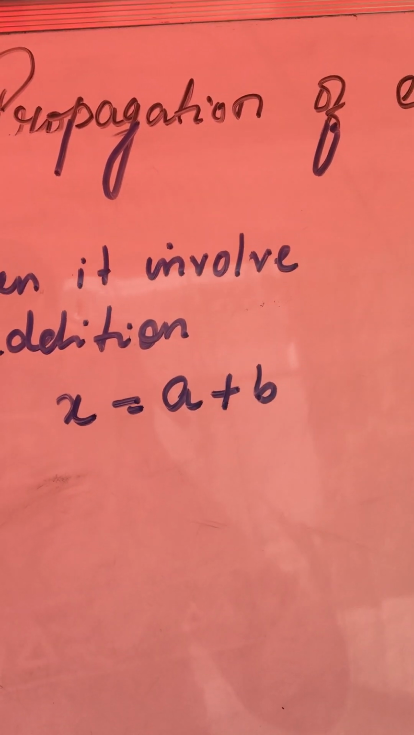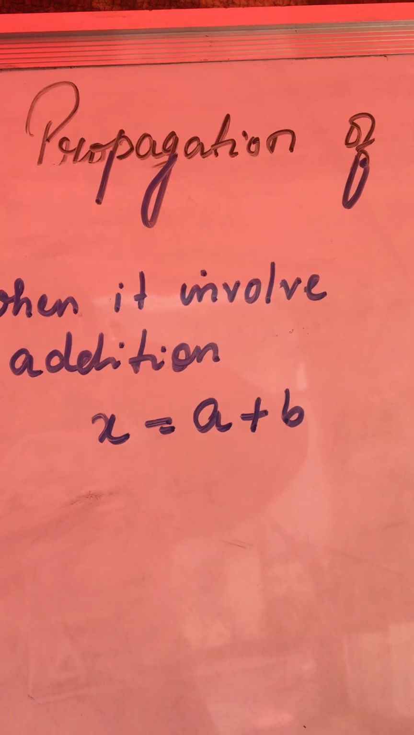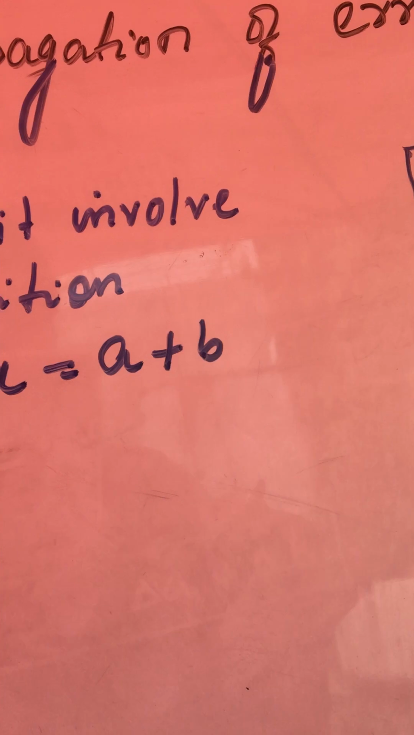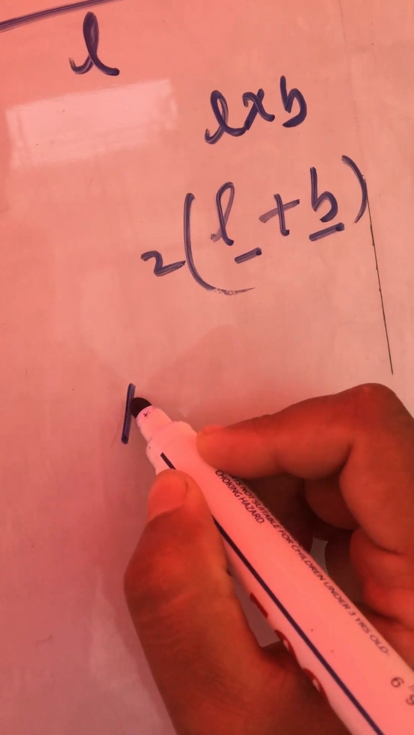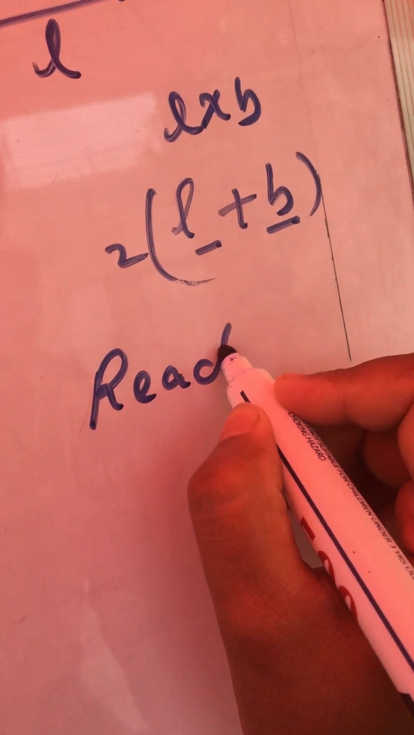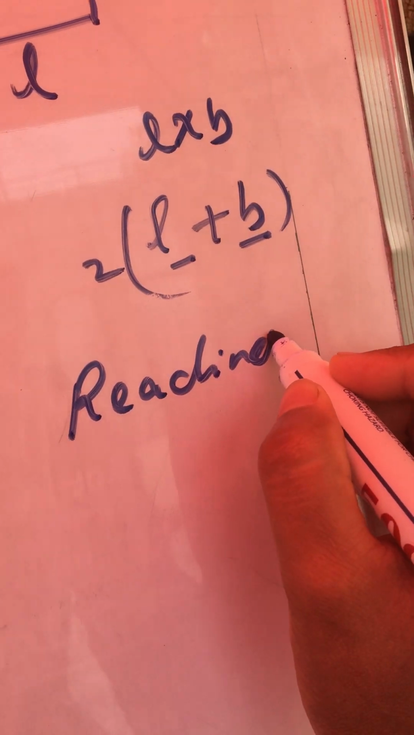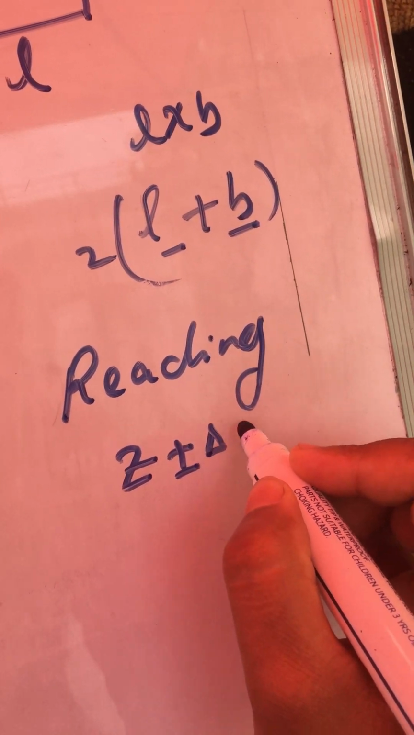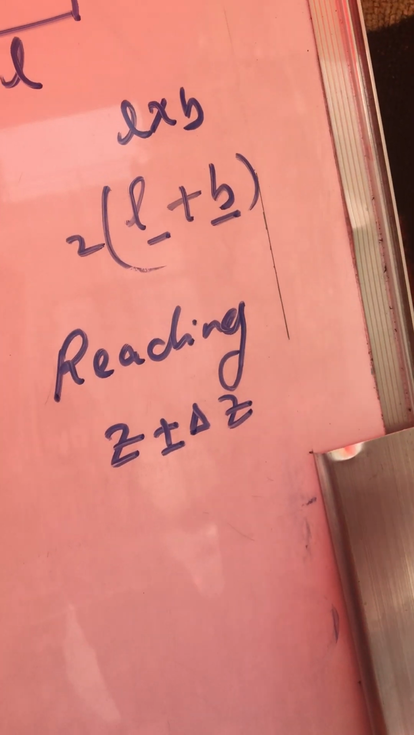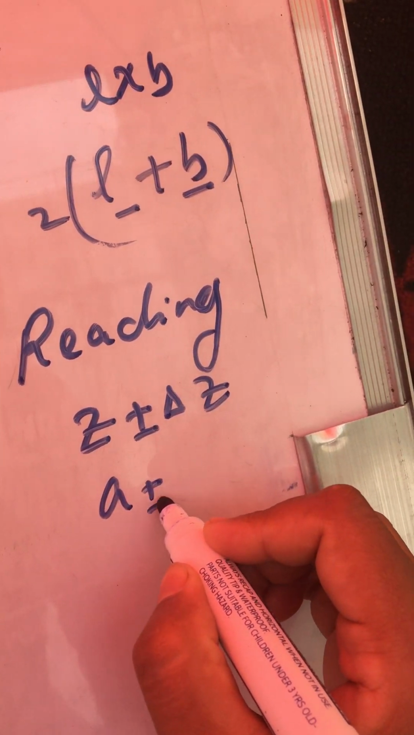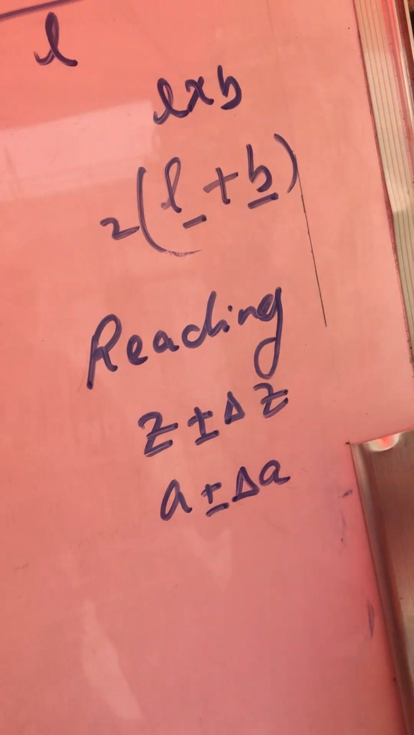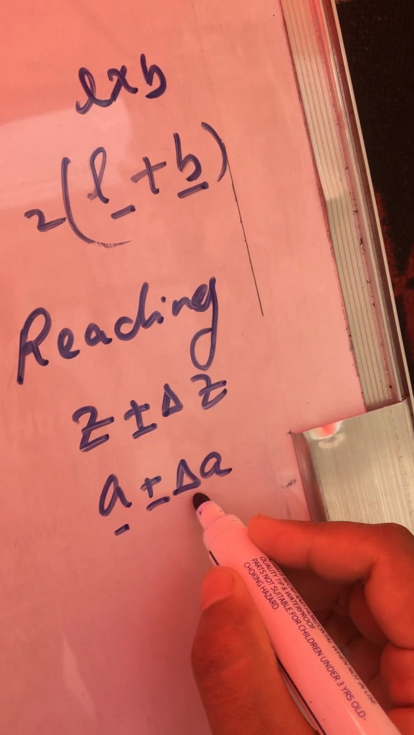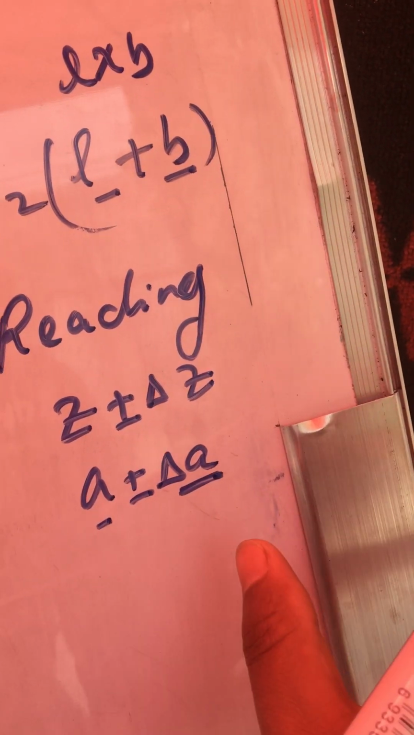Now in error analysis, you need to remember one thing: any reading we write this way, like z plus minus delta z. Always. If it is a, then a plus minus delta a. Why is it so? There is a reason. Here a is the true value, and delta a is the maximum possible error.